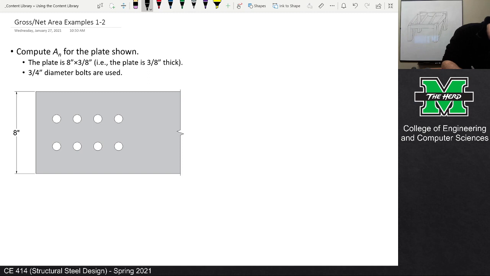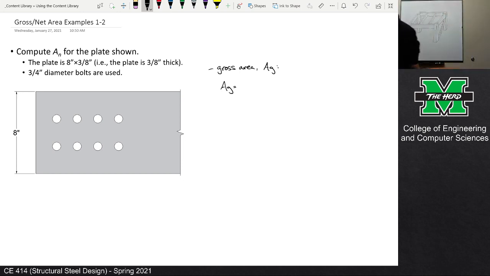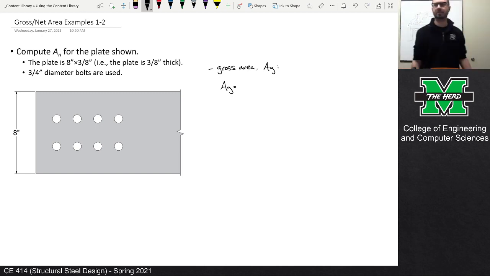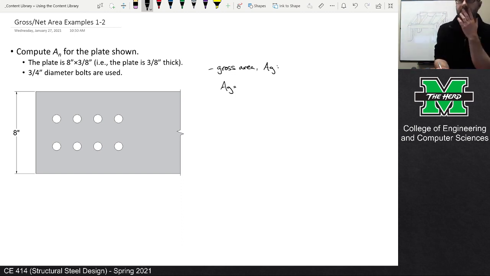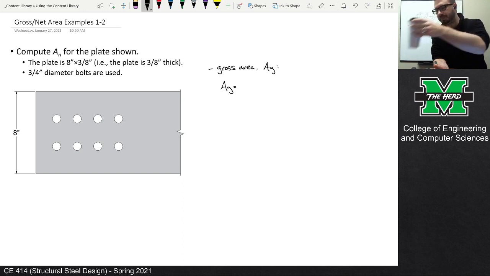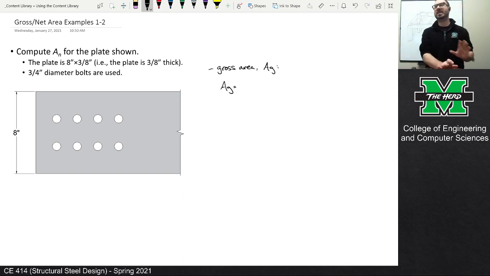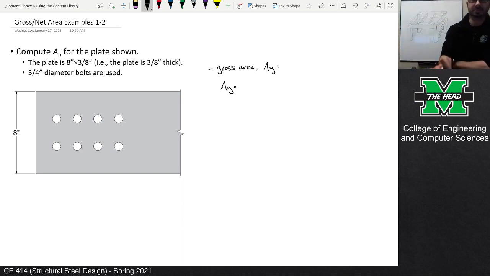All right, so help me out. Can somebody tell me how we would compute the gross area of this plate? And I promise I'm not trying to give you a trick question here.